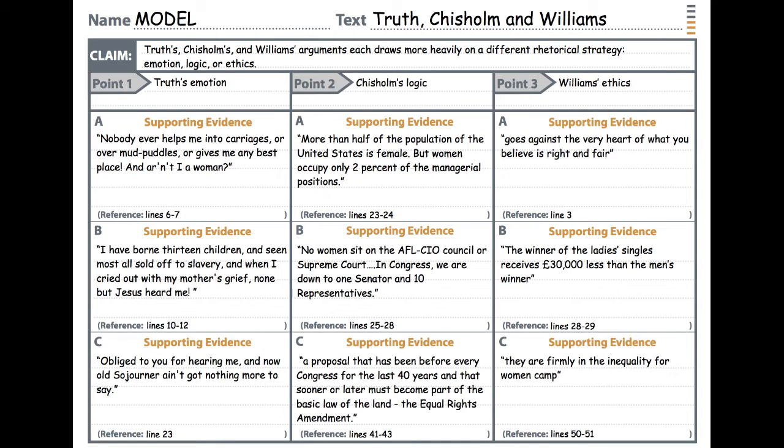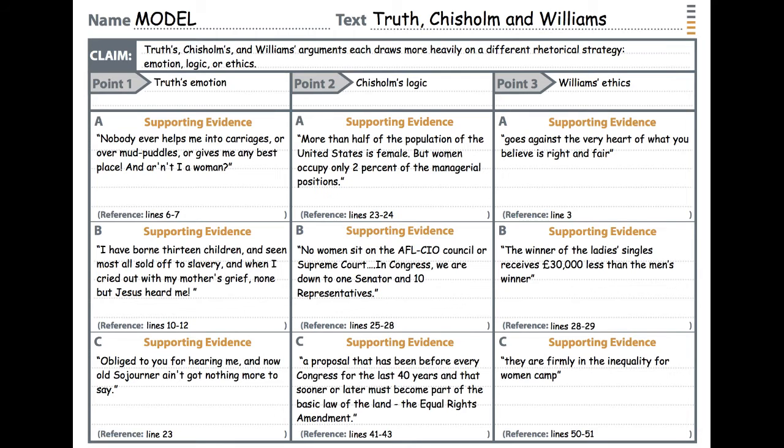The next piece of evidence is, "I have borne 13 children and seen most all sold off to slavery, and when I cried out with my mother's grief, none but Jesus heard me." So this is again drawing on emotion. It's a very emotional depiction of what's going on with her children being sold off to slavery. And it's also very emotional with how she explains how her own mother's grief is heard by nobody but Jesus himself. So it does justify that the author is using emotion to try to explain their argument.